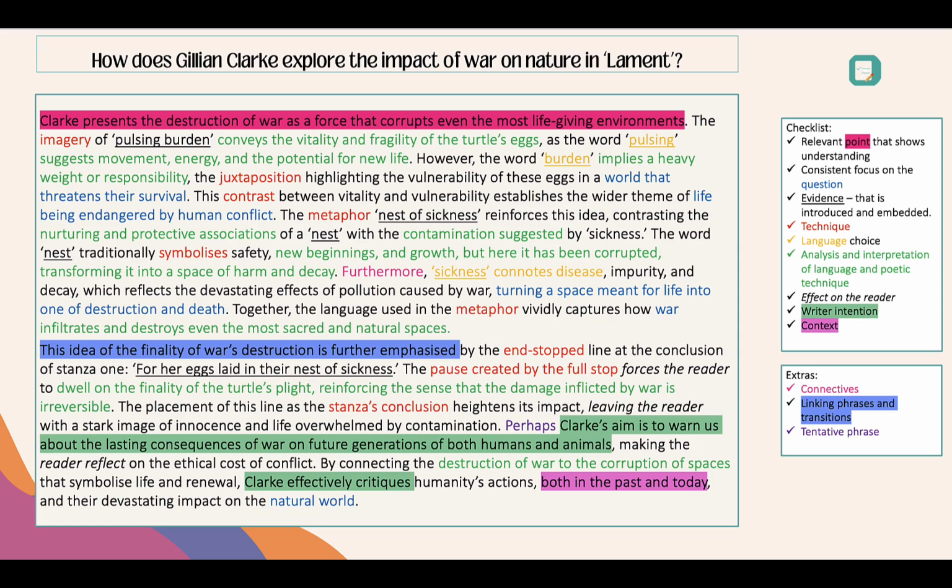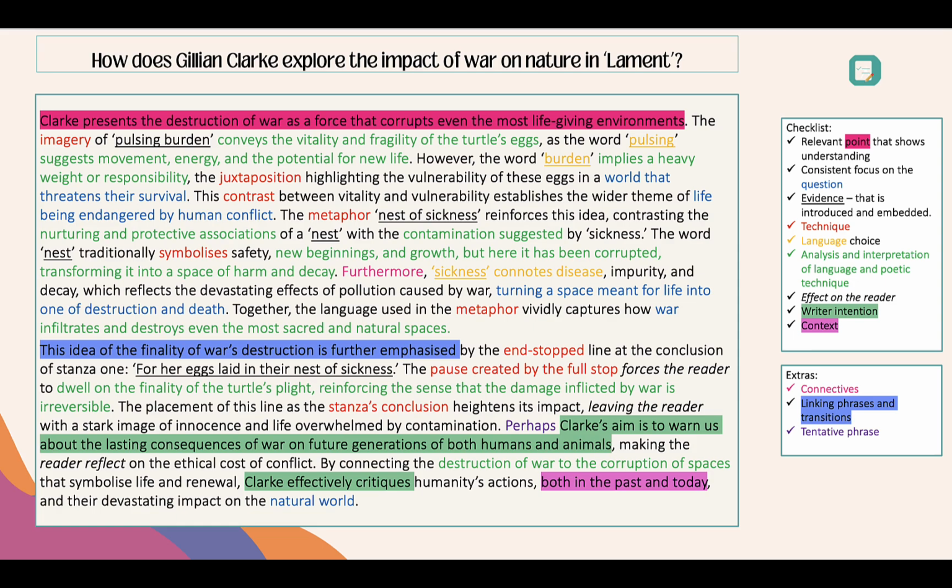By the end stopped line at the conclusion of stanza 1. So here I've got the full quotation because I need this full stop at the end. The pause created by the full stop, so I've named my technique. I'm going to talk about end stopped, and you'll notice that I've tried to make sure I'm using a mixture here of language and structure. The pause created by the full stop forces the reader, so here we've got the effect on the reader, to dwell on the finality of the turtle's plight, reinforcing the sense that the damage inflicted by war is irreversible.